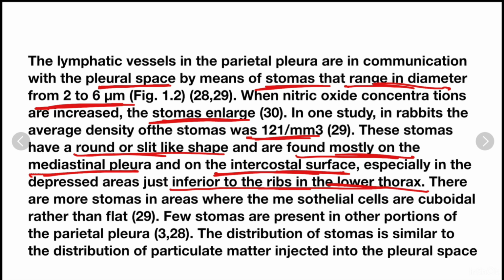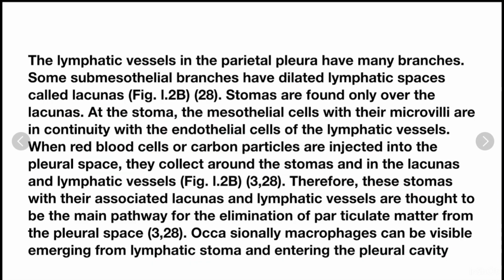There are more stomata in areas where mesothelial cells are cuboid rather than flat. So wherever these mesothelial cells are cuboidal in shape, the stomata were high in number. A few stomata are present in other portions of the parietal pleura also. The distribution of stomata is similar to the distribution of particulate matter injected into the pleural surface. So it is the same.